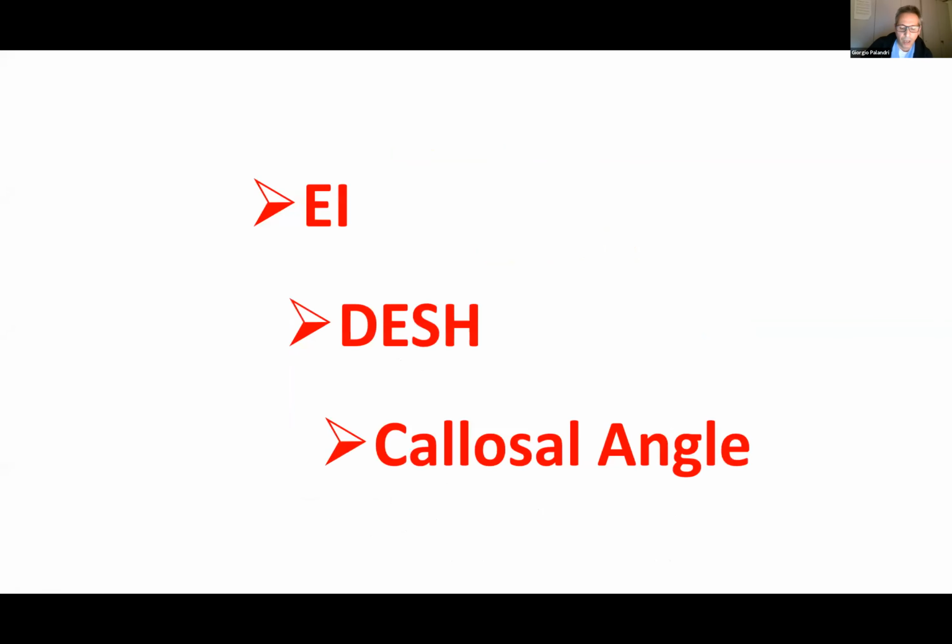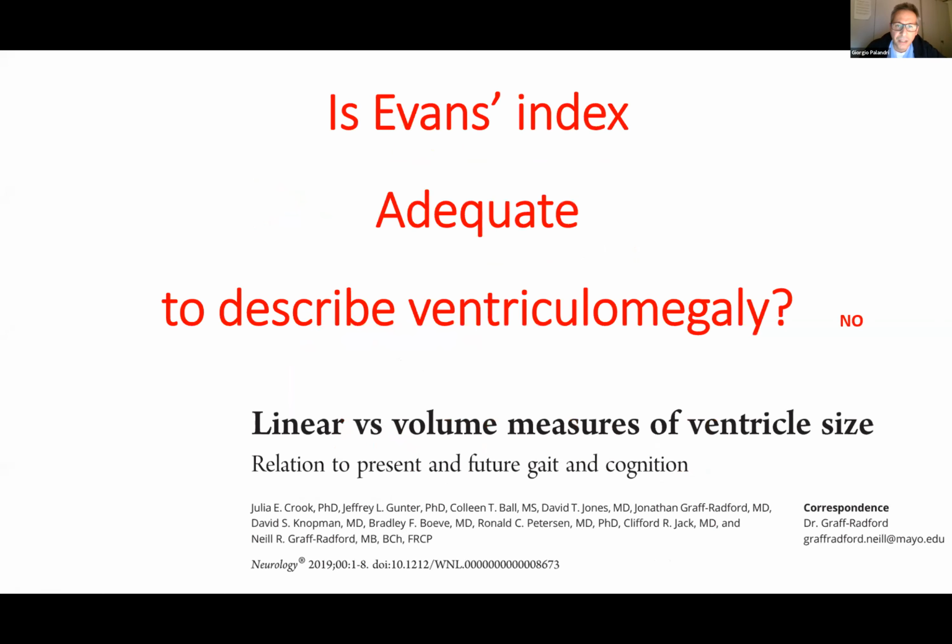In this presentation, I will touch briefly on 3 radiological parameters useful for the diagnosis of IMPH: the Evans index, the DESH, and the callosal angle. Is nowadays the Evans index adequate to describe ventriculomegaly? Probably not. We will need in the future others and better radiological markers, such as, for example, ventricular volume or area measured routinely in daily practice and not only in experimental studies.